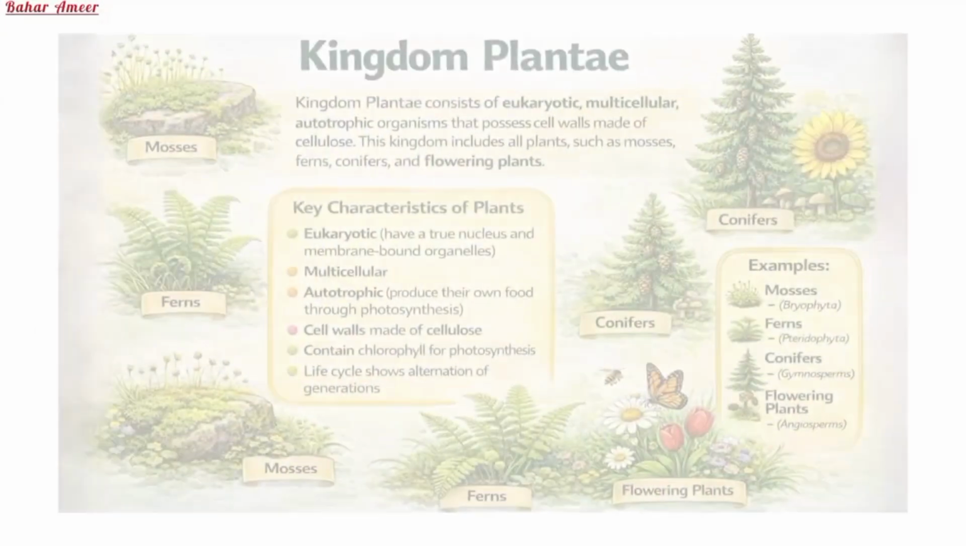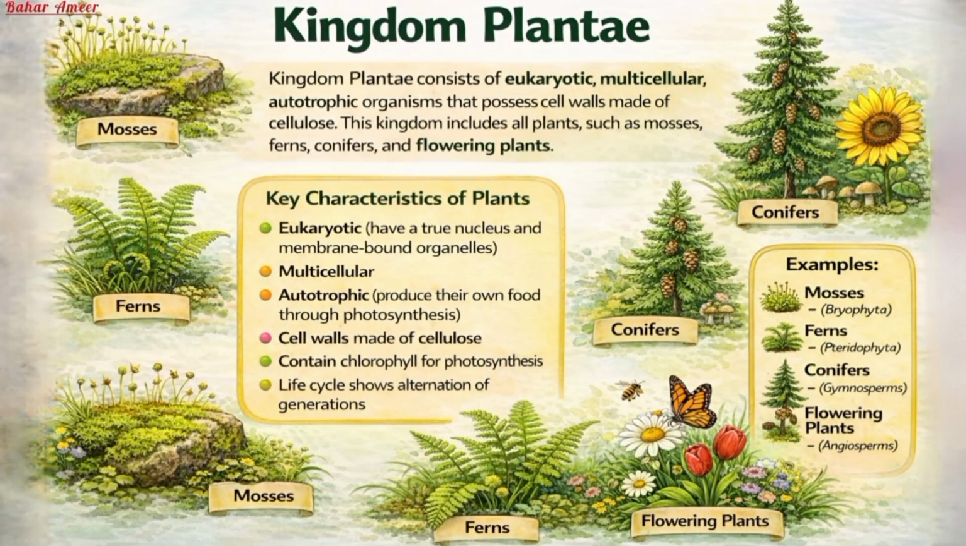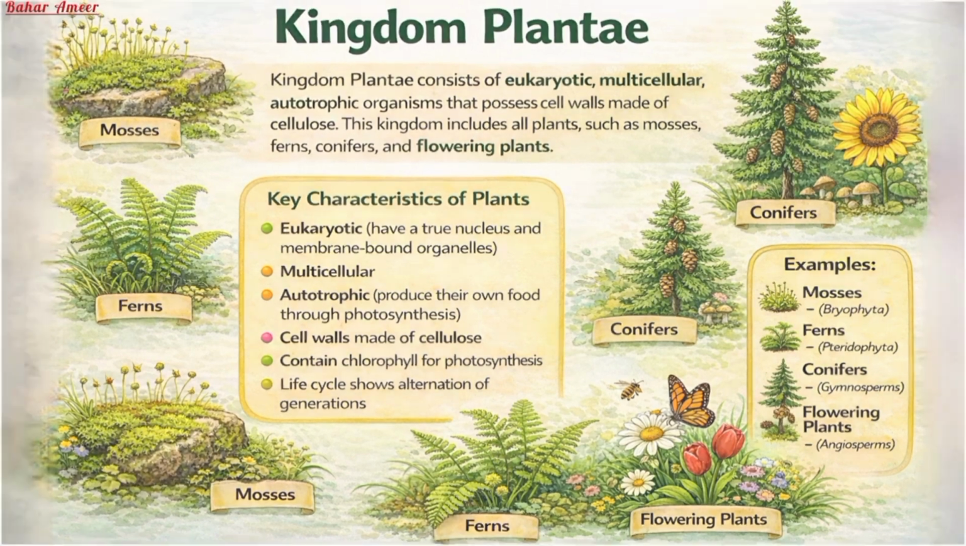Now let's talk about kingdom Plantae. Plants are eukaryotic, multicellular, and have a cellulose cell wall. They are autotrophs, meaning they make their own food through photosynthesis. They have chlorophyll, which helps them capture sunlight. Plants reproduce in two ways, sexual and asexual both. Their examples include mosses, ferns, and flowering plants. Additionally, they are primary producers and give us oxygen.